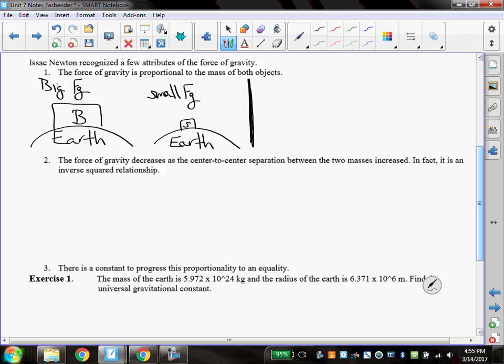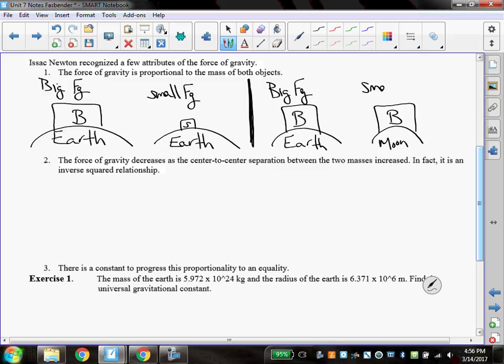But there's another object in that interaction, and that is the Earth. So if we think perhaps about that big object on Earth, would that big object have the same force of gravity acting on it if instead it was on the moon? No. It would have a bigger Fg when it was on the Earth, and it would end up having a smaller Fg when it was on the moon, because we know that the force of gravity on the moon is smaller than on Earth.